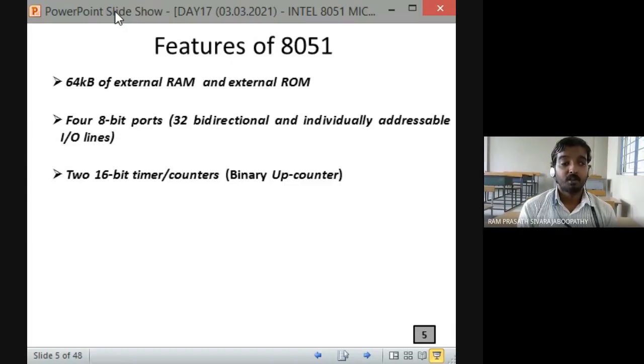Then it is having 2 16-bit timer bar counter. Okay. In digital, we have discussed about the operation of counter. Correct? Up counter, down counter படிச்சிருக்கோம் கரெக்ட்டுங்களா? So here we are having a 16-bit binary up counter. Okay, two timer bar counter. Okay, later we will discuss what is the functioning of timer and the counter, how it is going to differentiate.